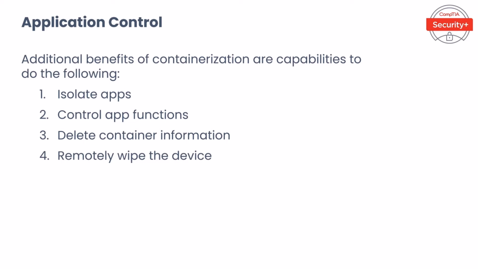Other configuration changes that may be required include application segmentation and containerization. These methods are often used in conjunction with mobile management as a way to apply policies to mobile devices. They provide an authenticated, encrypted area of the mobile device that can be used to separate sensitive corporate information from the user's personal use of the device. Additional benefits of containerization are the following: it is used to isolate apps, control app functions, delete container information, and remotely wipe the device.